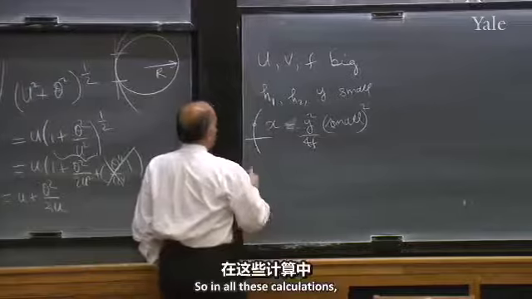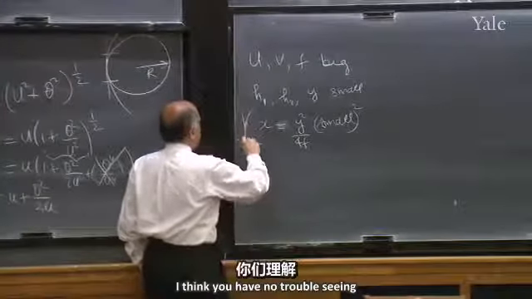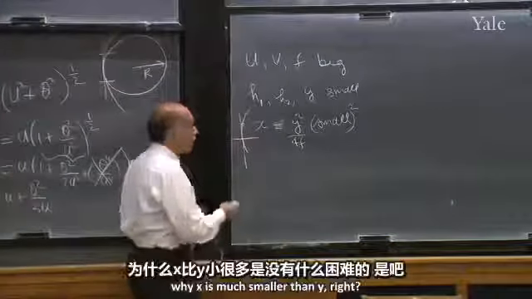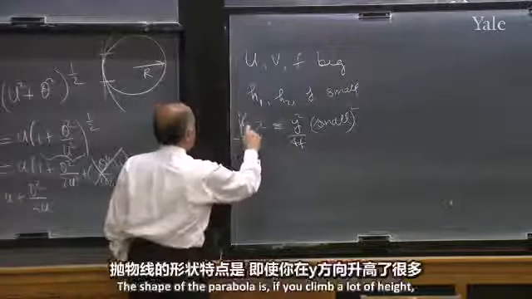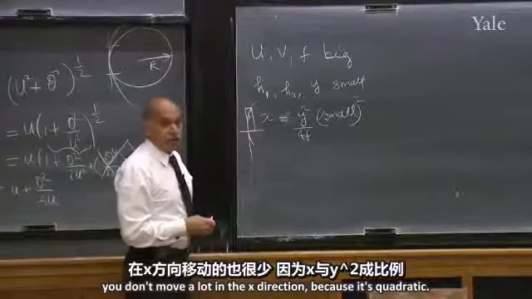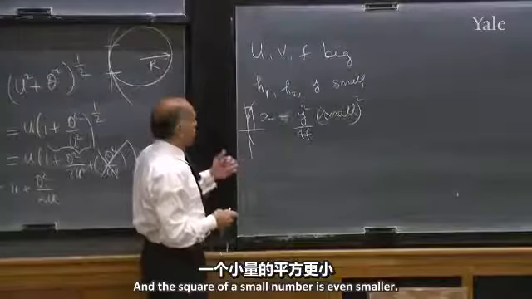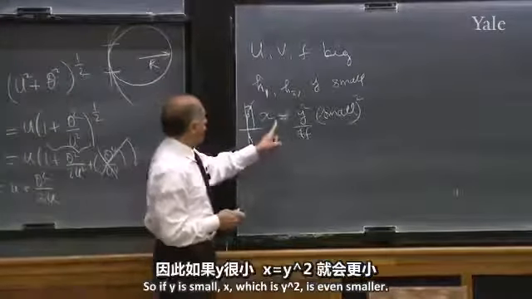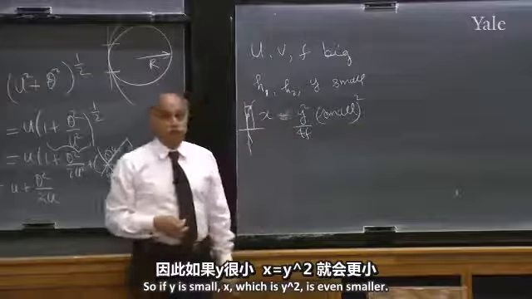In all these calculations, I think you have no trouble seeing why x is much smaller than y, right? The shape of the parabola is that if you climb a lot of height, you don't move a lot in the x direction because it's quadratic. And the square of a small number is even smaller. So if y is small, x, which is y squared, is even smaller.